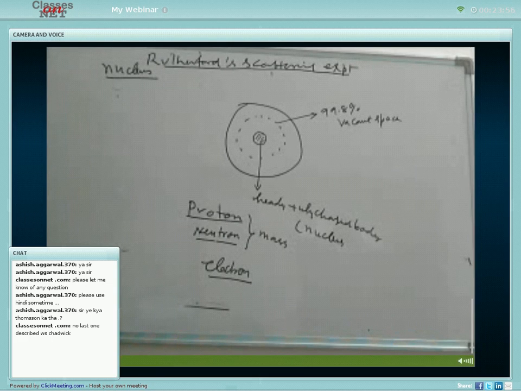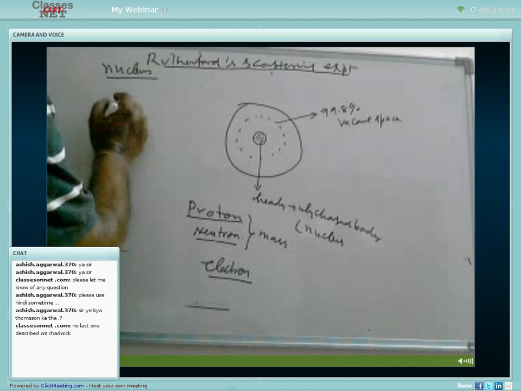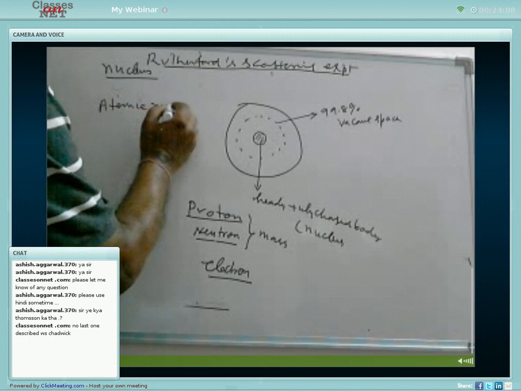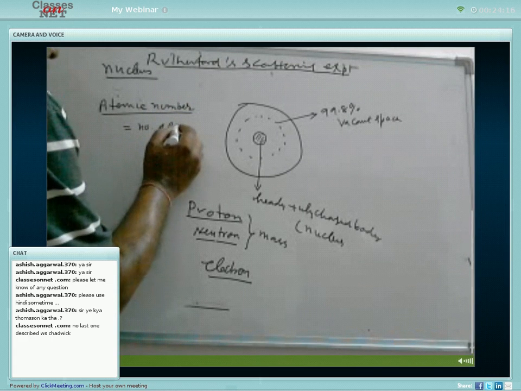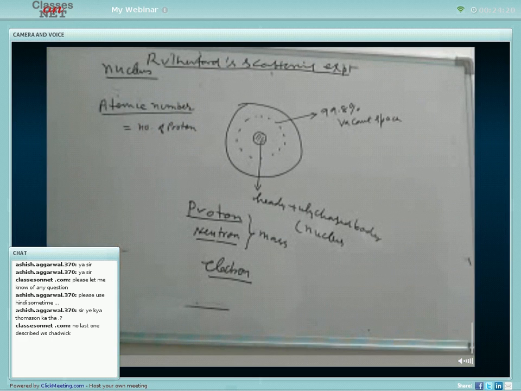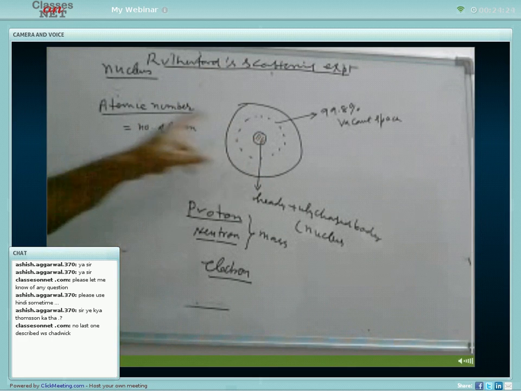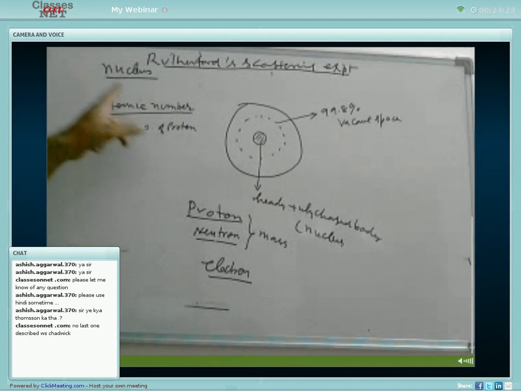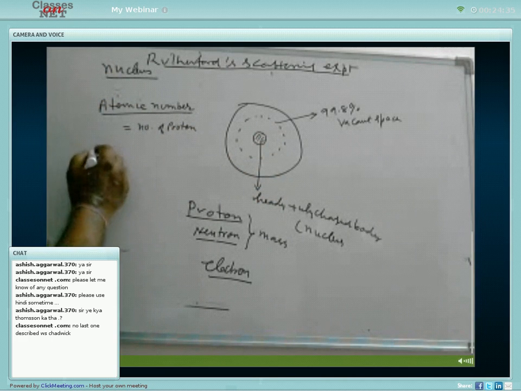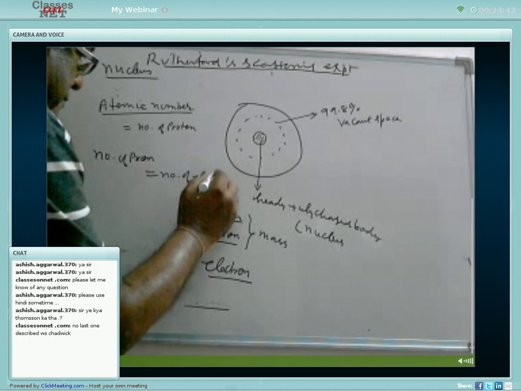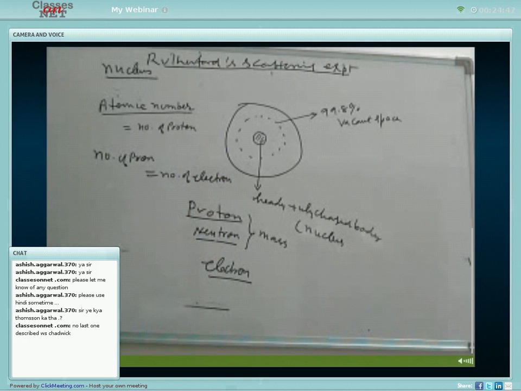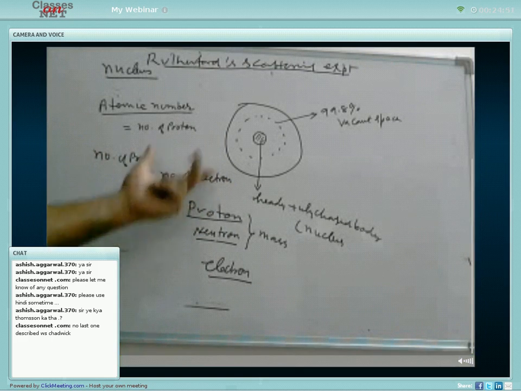On the basis of this, we can explain some terms of the atom, which are known as atomic number and mass number. Atomic number is defined as the number of unit positive charges carried by the nucleus, or you can say equal to the number of protons, because one proton carries 1 unit positive charge. So the atomic number of an atom or element will be equal to the number of protons, and the number of protons must be equal to the number of electrons, so that the atom is electrically neutral. Only then can the atom be neutral.